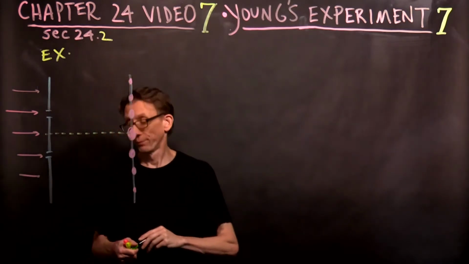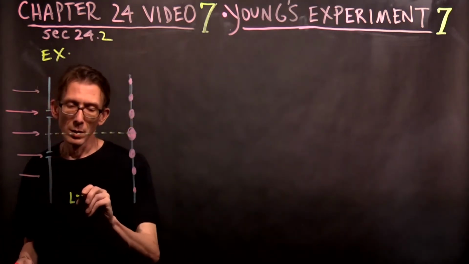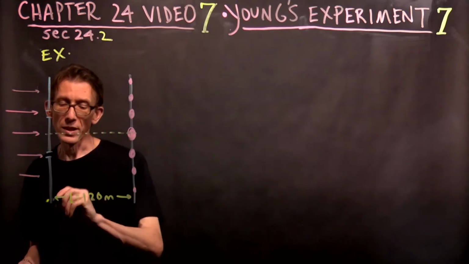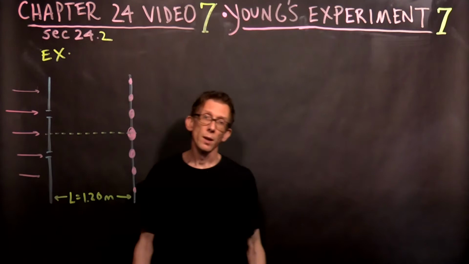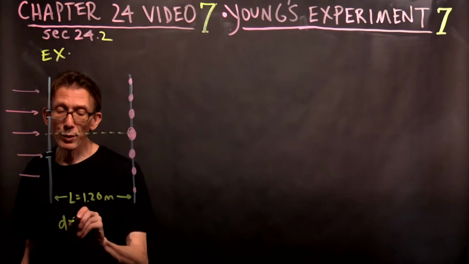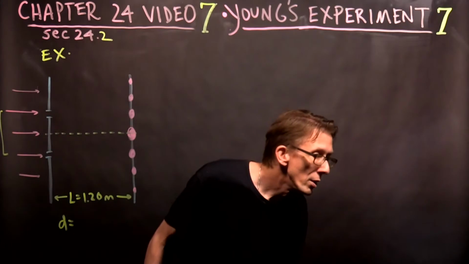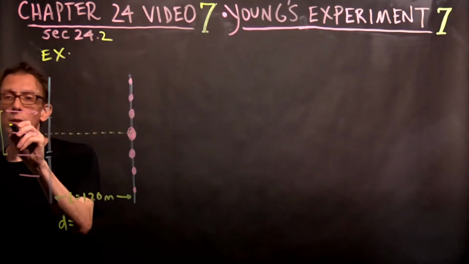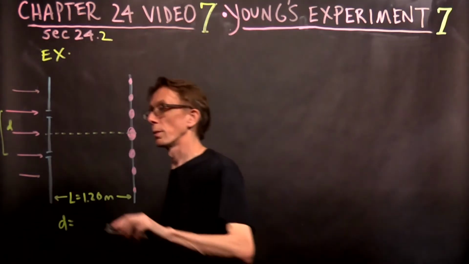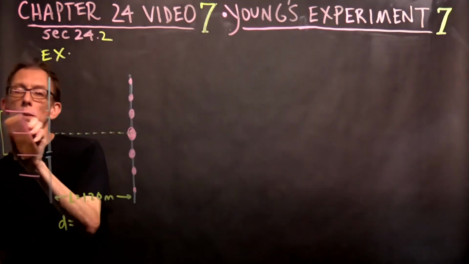Here's what we know. We know that the length L is 1.20 meters. That's the distance between the slits and the screen. We also know that d, the distance between the slits, this distance here, is that going to show up on the board? Nope. That doesn't look like d either. We're falling apart here, right in front of everybody. Let's get this right.